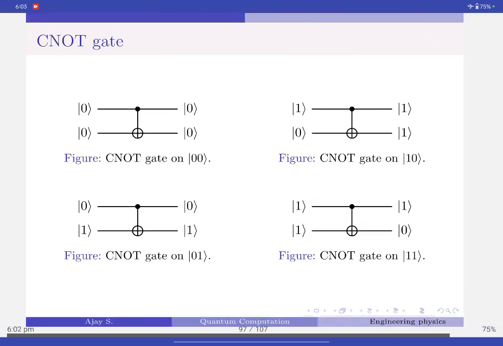So these are the examples. The first qubit is the control and the second one is the target. So 0 0 remains 0 0. When you have the control to be 1, the target has to be flipped.